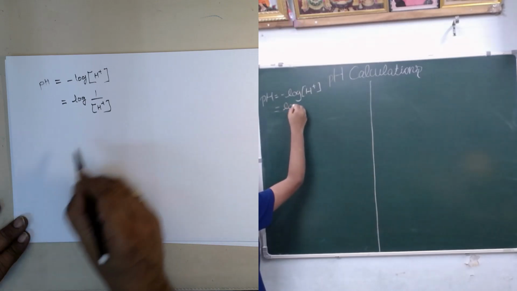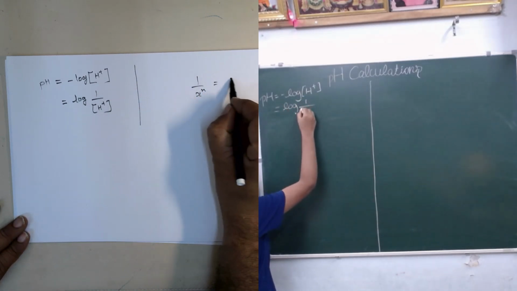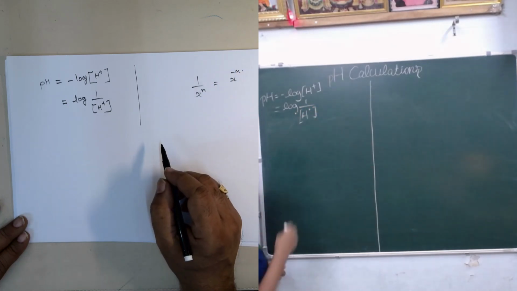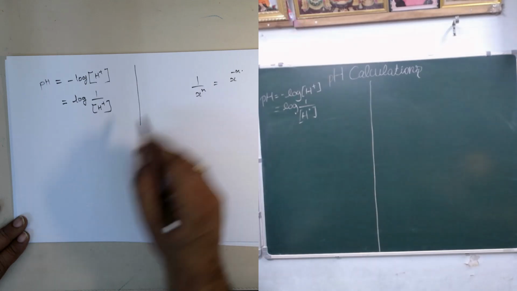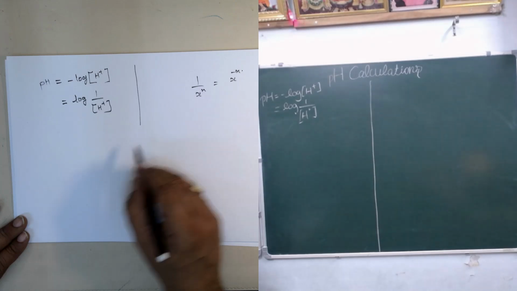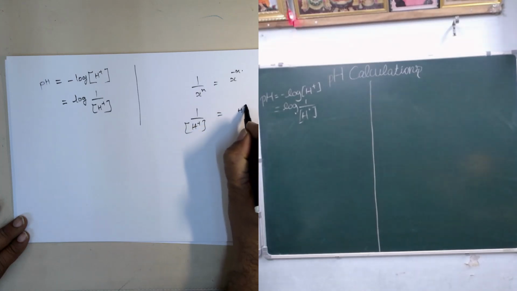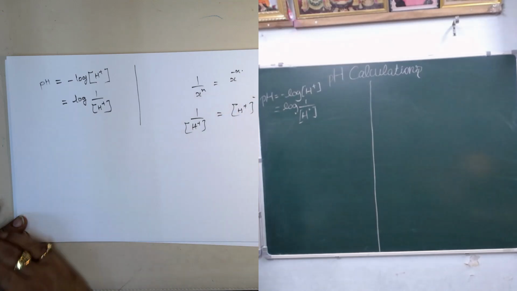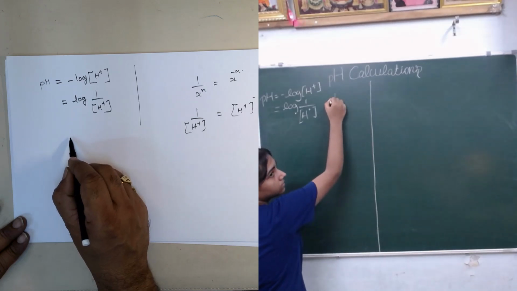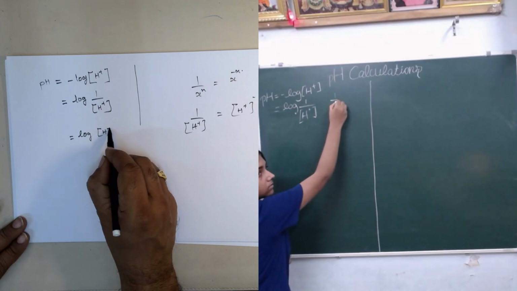Now this log 1 by x, you know very well, 1 by x power n can be written as x power minus n. Similarly, 1 by H plus concentration can be written as H plus concentration power minus 1. So you can write this as logarithm of H plus concentration.